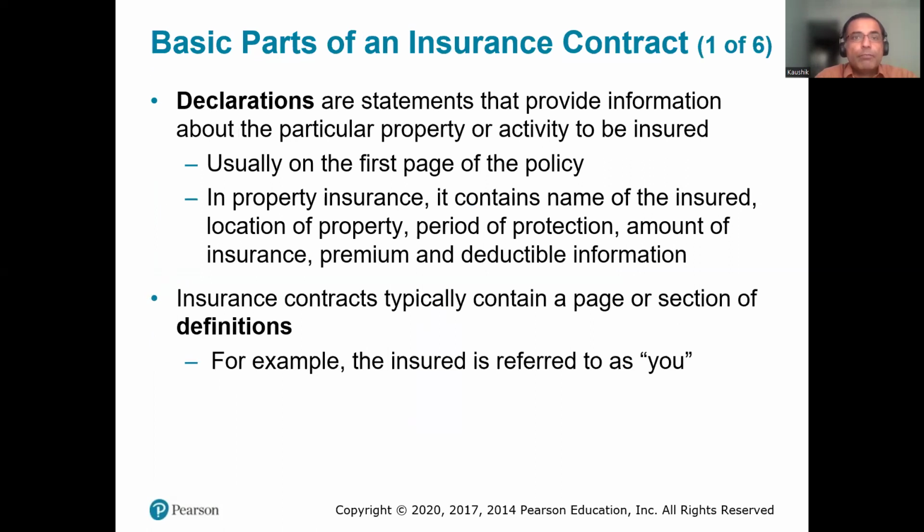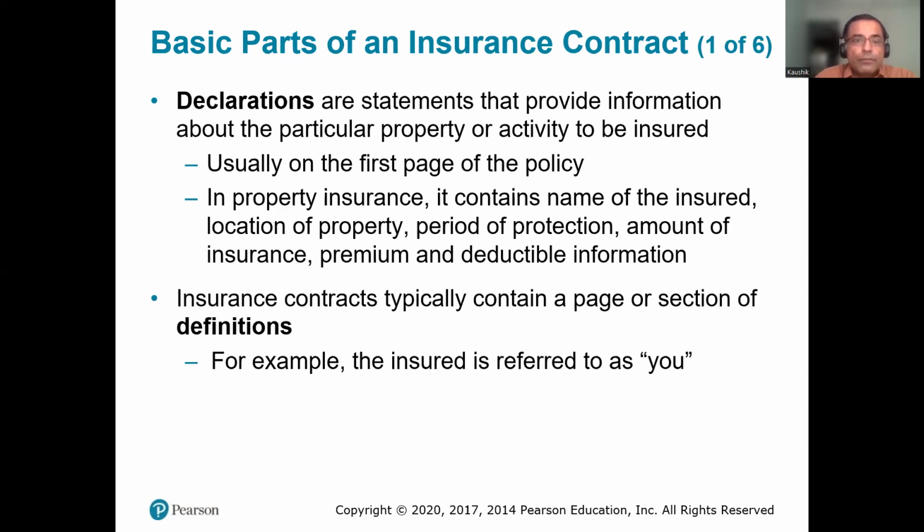So we start with the basic parts of an insurance contract. The first section is the declaration. Here we find the information about the property or any other entity that is being insured. It gives the details of the insured individual, the location of the property, and so on. In the case of life insurance, it only gives the details of the individual who is being insured.